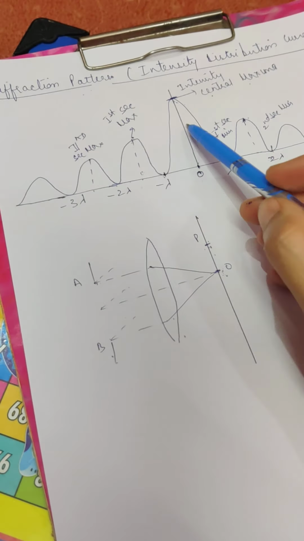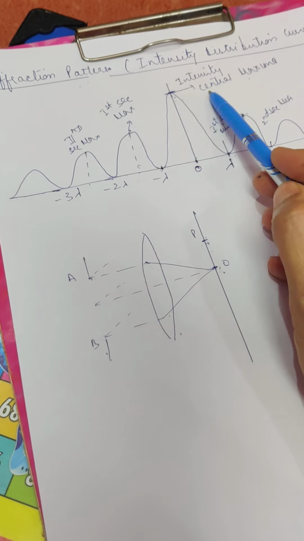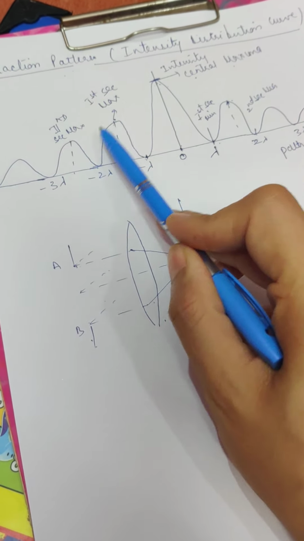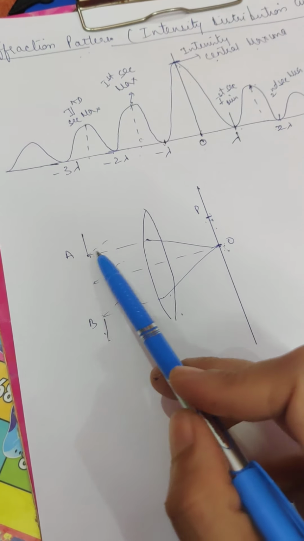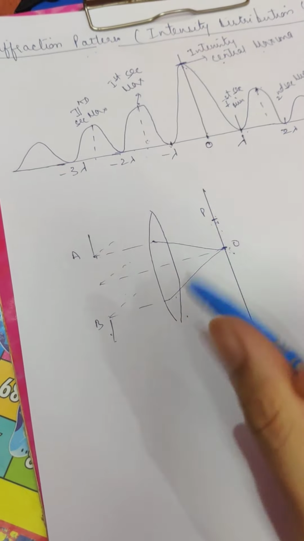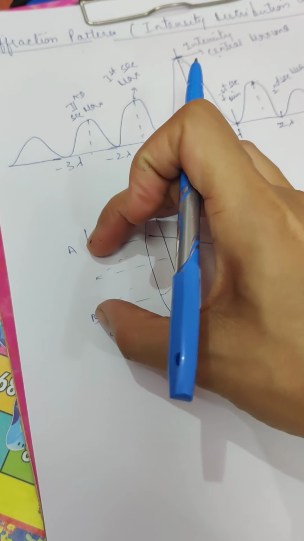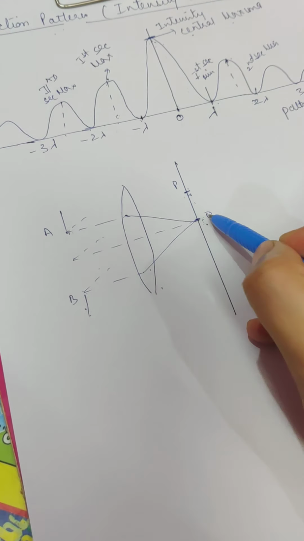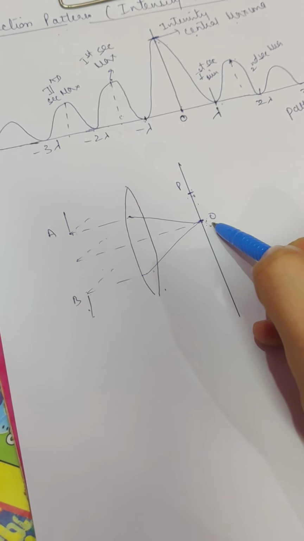See beta, the point O is always of maximum intensity in comparison to the other maximum points. Why is it so? Because the light which falls on the portion AB of the slit, the whole of the light is falling on this portion AB and the whole of the light is converging at point O on the screen.